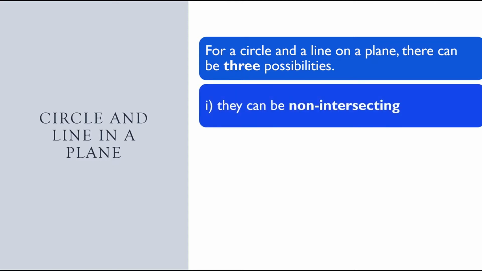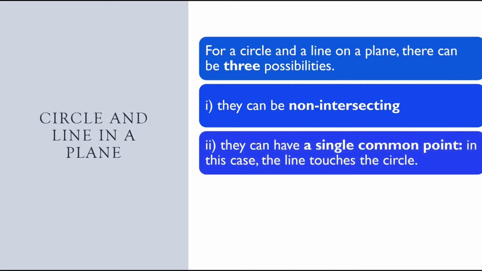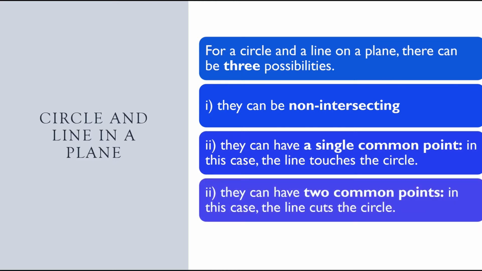The first is that the line and the circle can be non-intersecting. They don't meet each other, right? The second possibility is that they can have a single point of intersection, or a common point. The third possibility is that they can have 2 common points. In this case, the line cuts the circle.